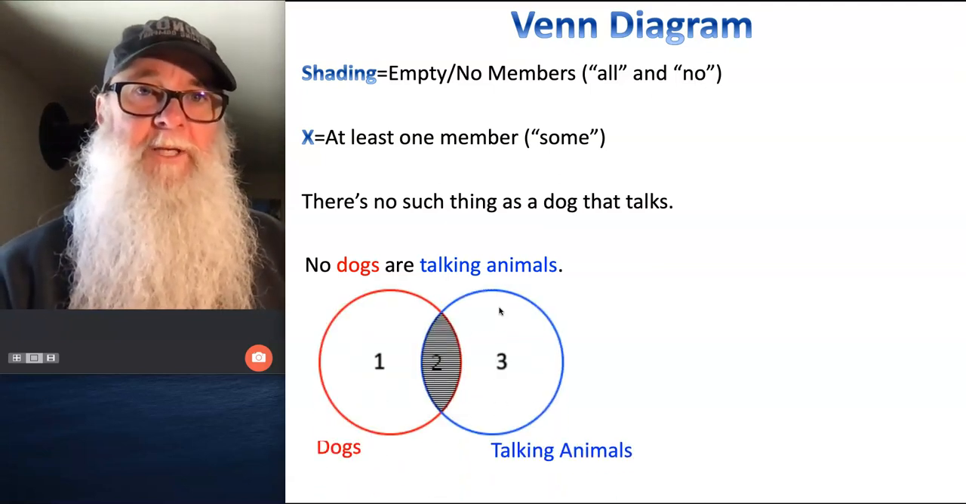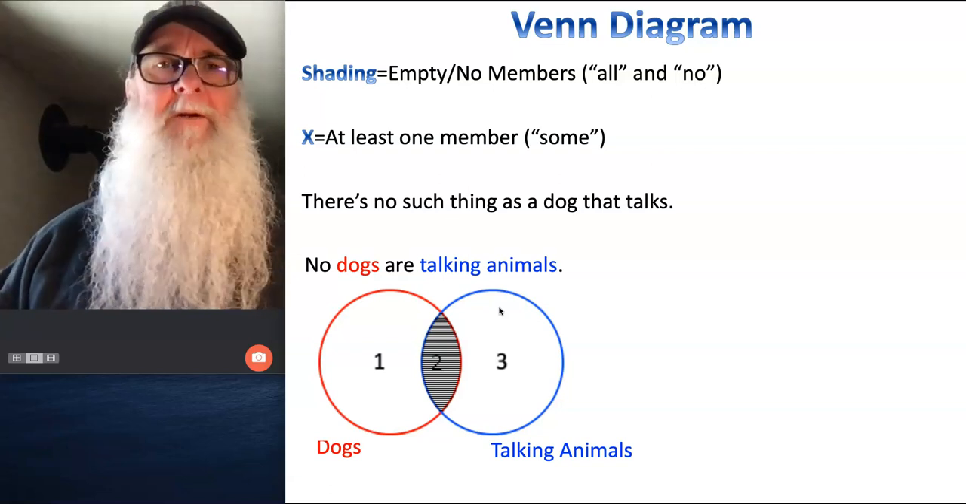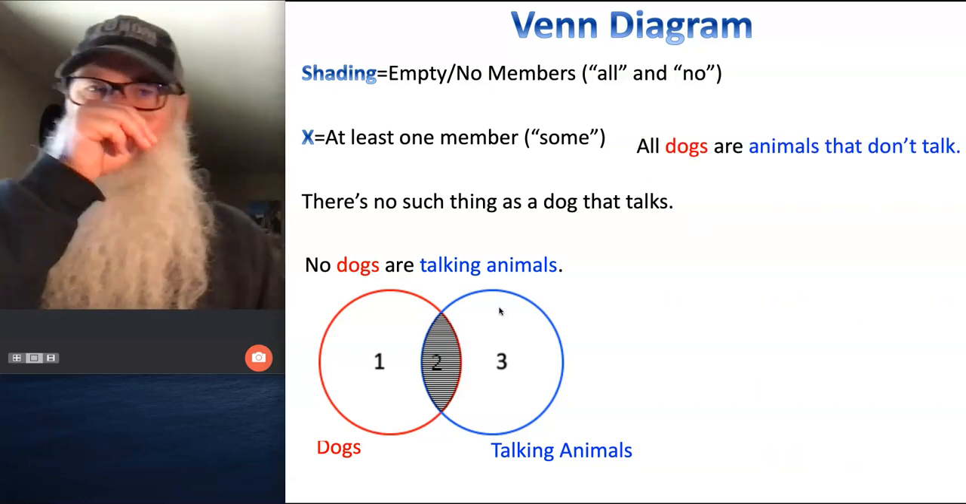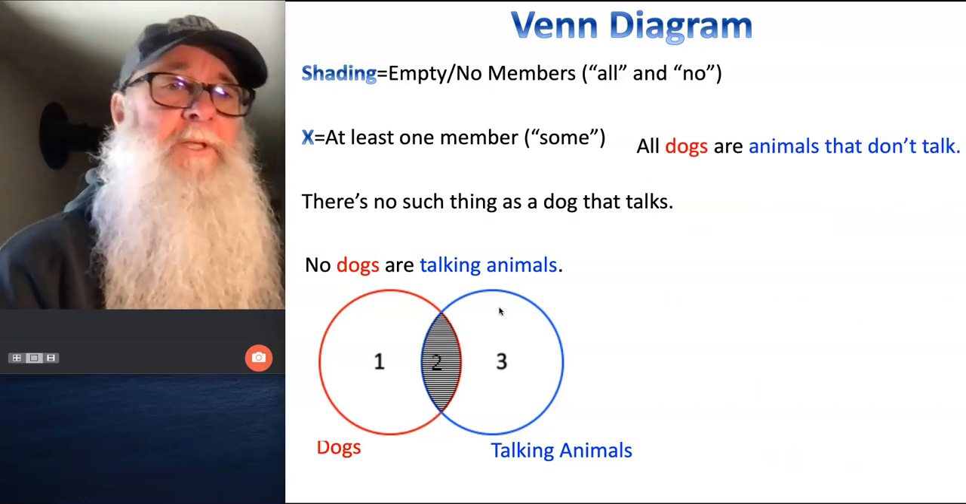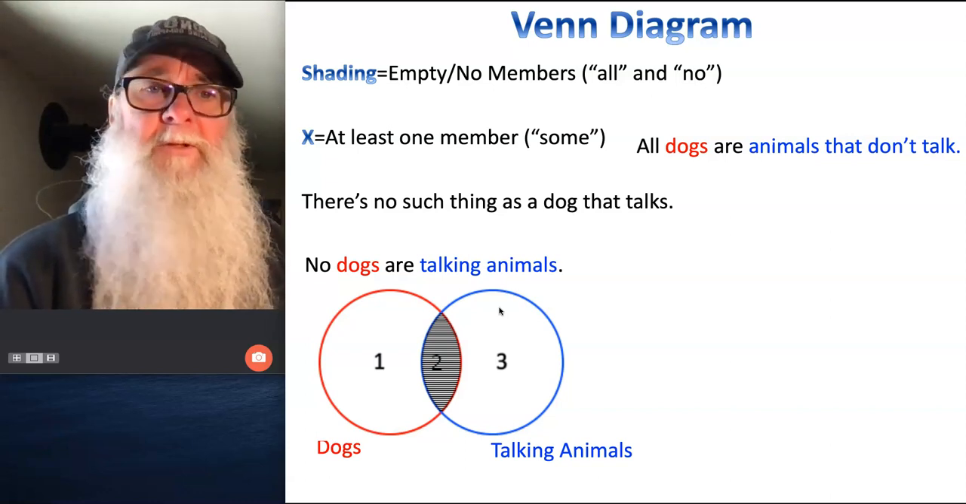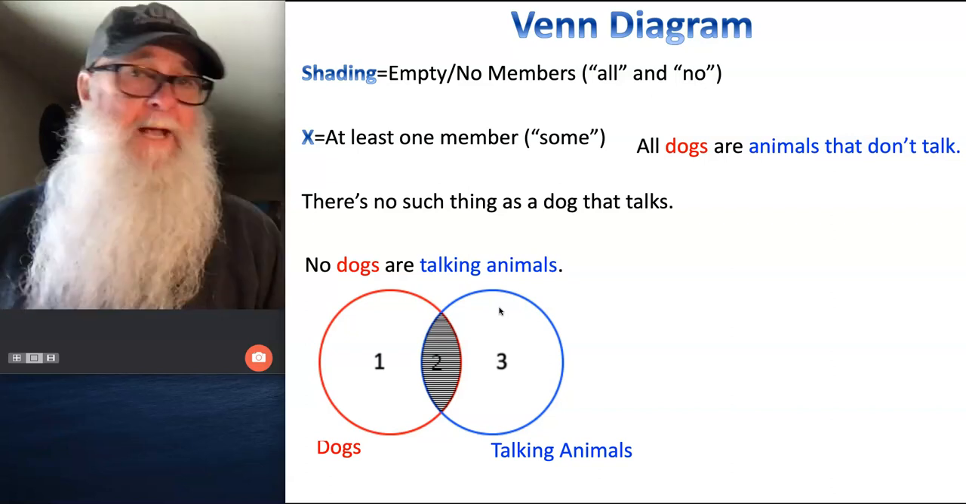It should have area 2 shaded out because we're trying to show that there are no dogs that are also members of this other category. Okay, so if you translated it as an E statement, that's what you want your Venn diagram to look like. On the other hand, you could have translated it this way as an A statement. All dogs are animals that don't talk, or all dogs are non-talking animals. And that's perfectly legit too.